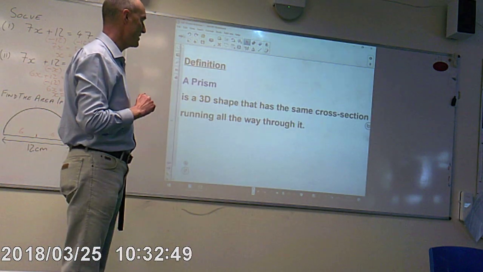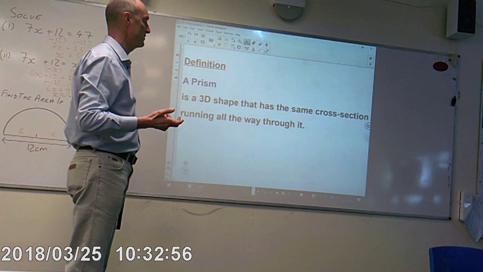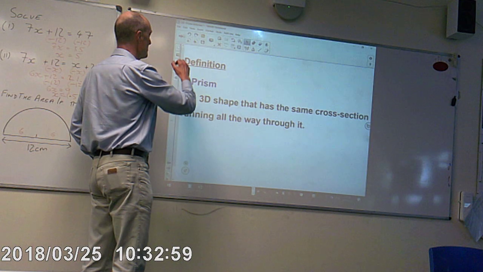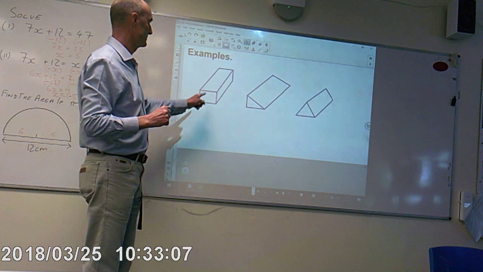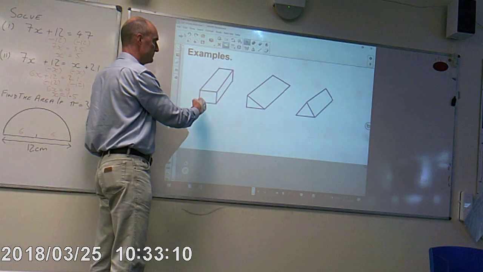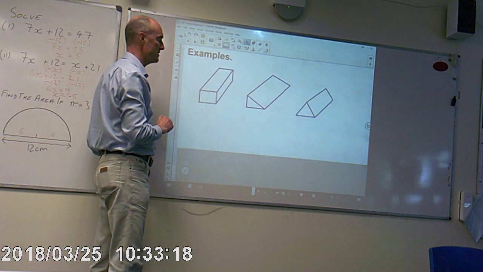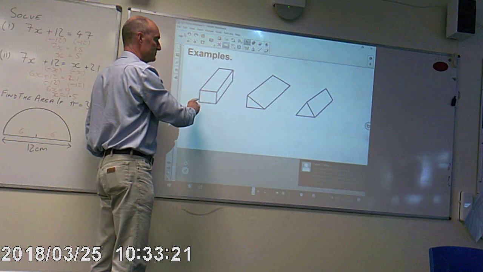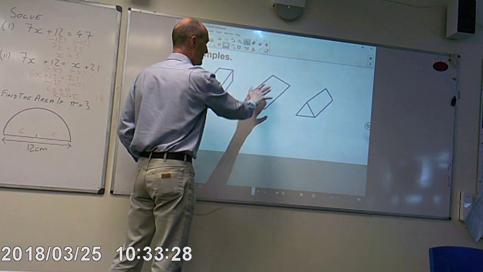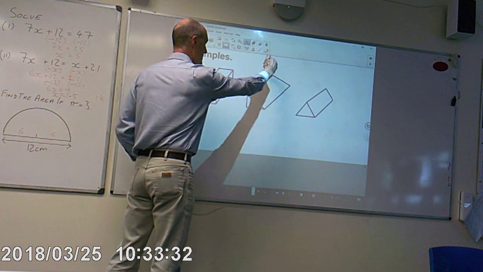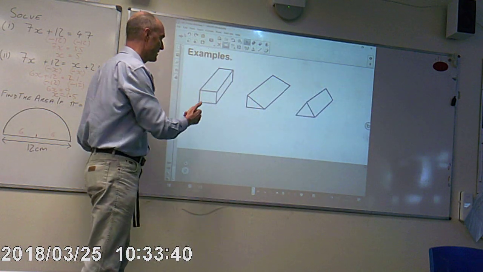And a prism is a 3D shape, so something in three dimensions, that has the same cross-section running all the way through it. And that's a definition. But let's just explain what we mean by that. So examples of prism. Cuboid. Yeah, it's got a rectangle at the end. It's got straight edges that form the rest of the shape. But it's a regular shape all the way through. It doesn't change in dimensions. A triangular prism. Triangle at the end, but then it's a regular shape, it's got the same cross section. If you cut it anywhere down its length, it would have the same cross section. Just another example of a different type of triangular prism. It's just got a triangle at the end.